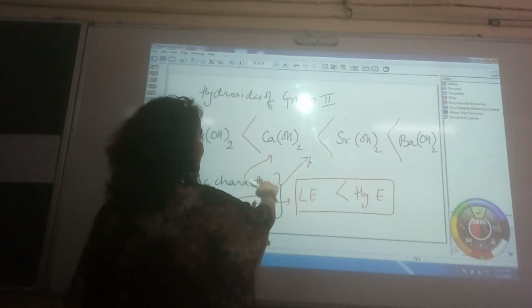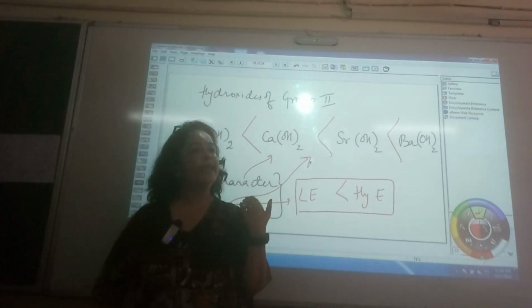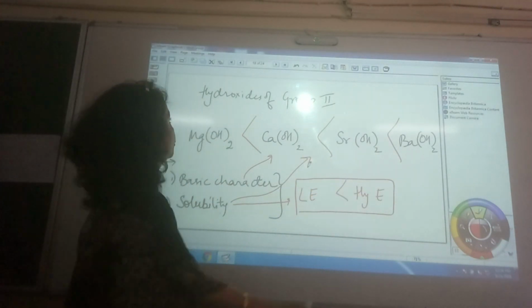Hence, the solubility as well as basic character of the hydroxides of group 2 increases on moving down the group.